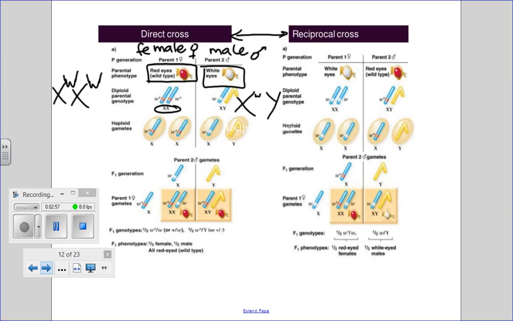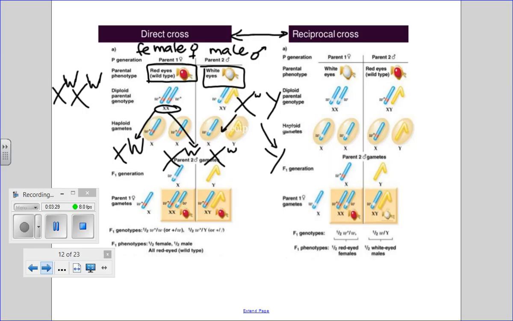So when we take a look at which gametes the parents can make, the female can make 2 gametes, but they are both the same. She can make a gamete that has an X chromosome with a wild type allele, or she can make an X chromosome with a wild type allele. She can only make 1 type of gamete. The male could make 2 possible gametes, an X with the little w or a Y.